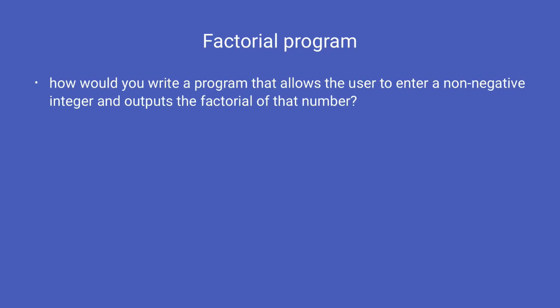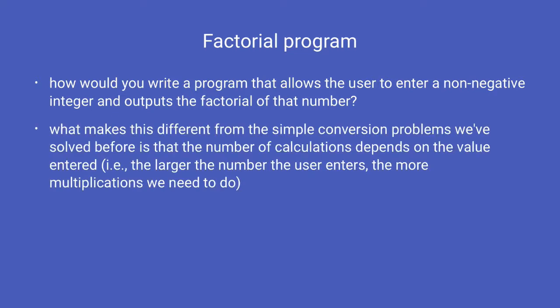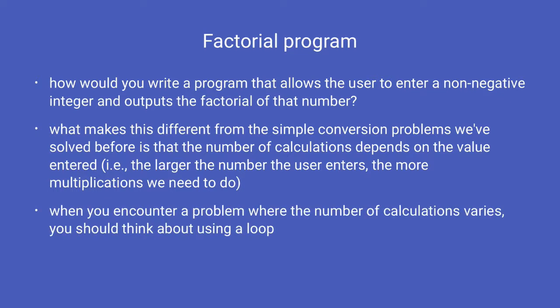How would you write a program that allows the user to enter a non-negative integer and outputs the factorial of that number? What makes this different from the simple conversion problems we solved before is that the number of calculations depends on the value entered. In other words, the larger the number the user enters, the more multiplications we need to do.